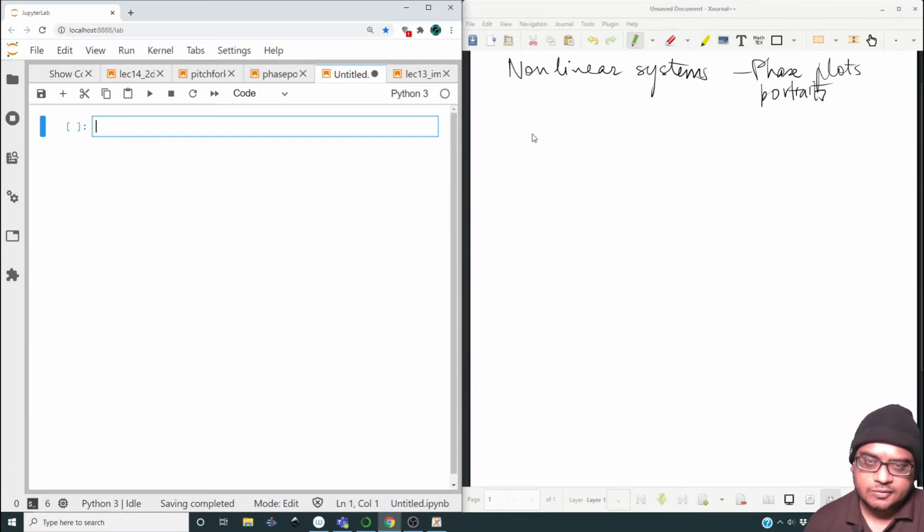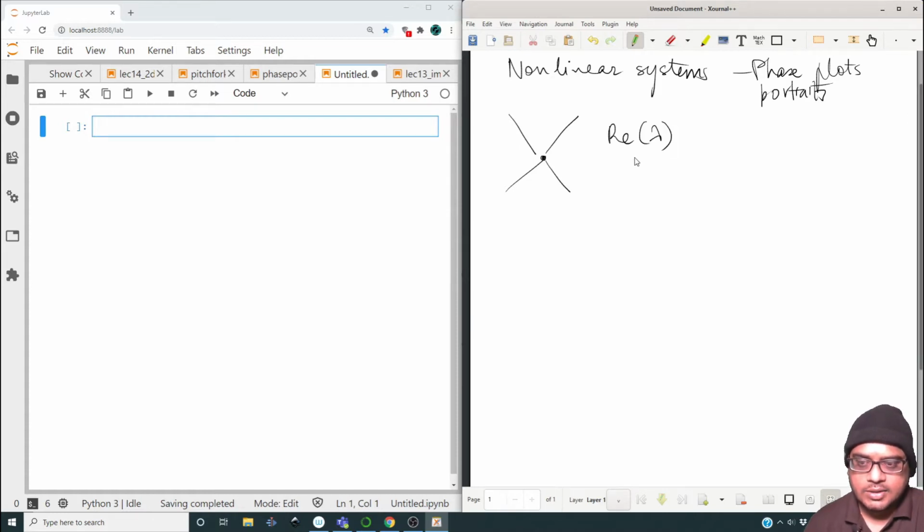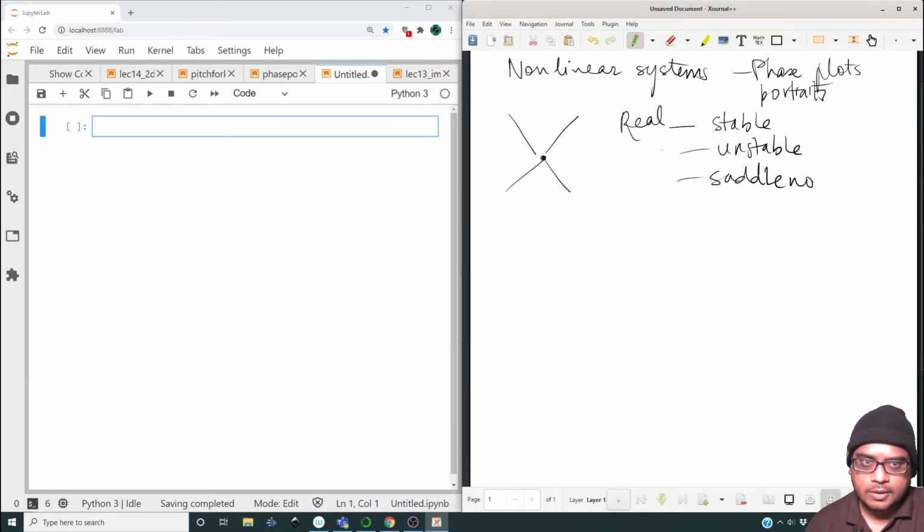In the previous few lectures, we have looked at the behavior of linear systems, and the behavior of linear systems near a fixed point was decided by the nature of the eigenvalues and eigenvectors. If the eigenvalues are real, we can either have a stable node, an unstable node, or a saddle node, and this depends on whether both of the eigenvalues are negative, both of them are positive, or one is positive and the other negative.